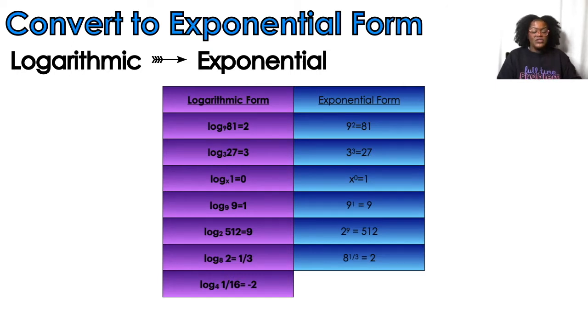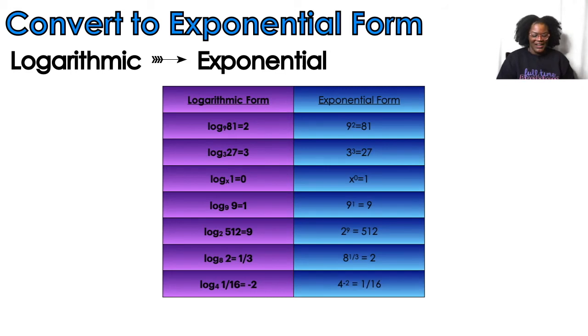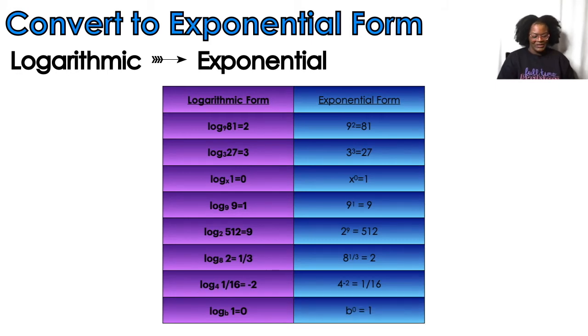Last but not least, do this one by yourself. I'll wait. I should put a little timer on the screen when I say I'm going to wait. Okay. You're going to have 4 to the negative 2 equals 1 over 16. See, that's not bad. Oh, wait. There's one more. Oh, just kidding. I'll wait now. Okay, b to the power of 0 equals 1. Yay, you did it. That's not bad.